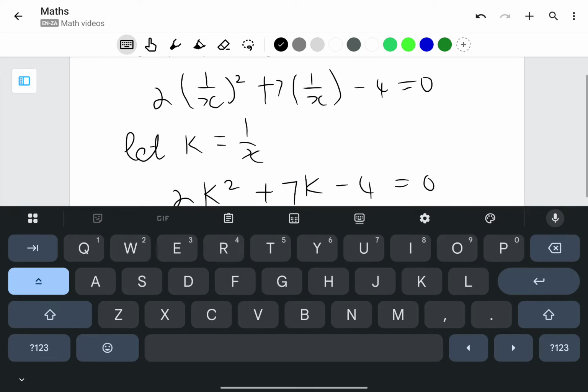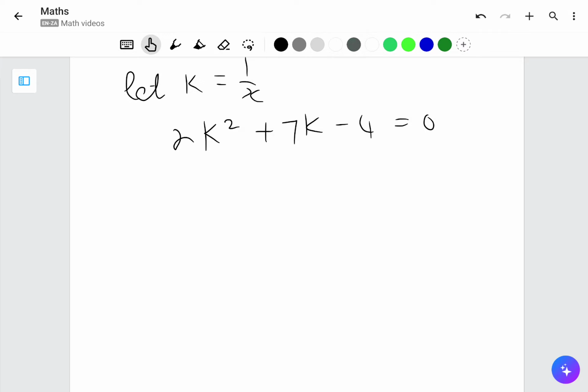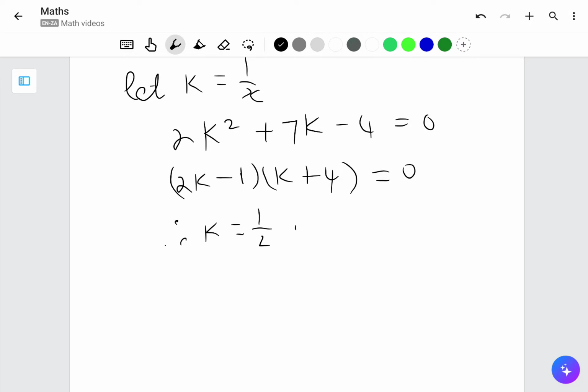Okay, and you guys can quite clearly see now that this just looks like a normal trinomial, right? So this will be now easy. Okay, let's factorize it. What are our factors going to be? We're going to go 2k and k, and we're going to go minus 1, plus 4. Okay, so therefore k will equal positive a half, or k will equal negative 4.